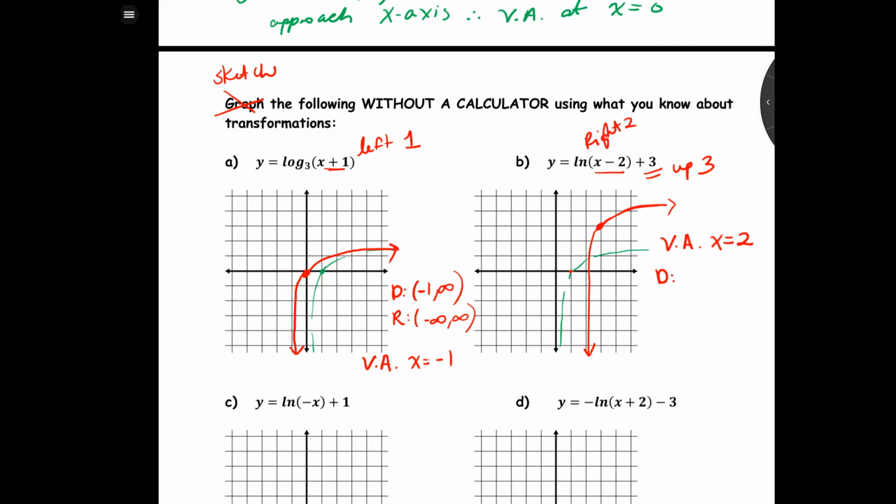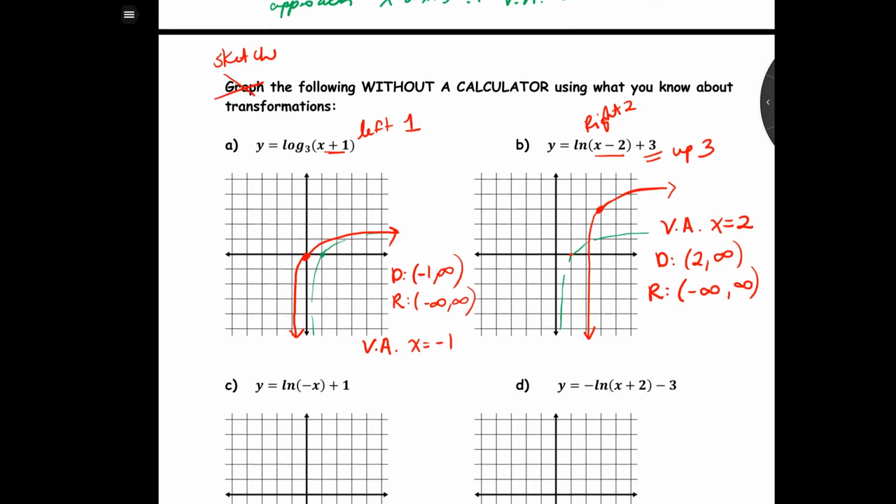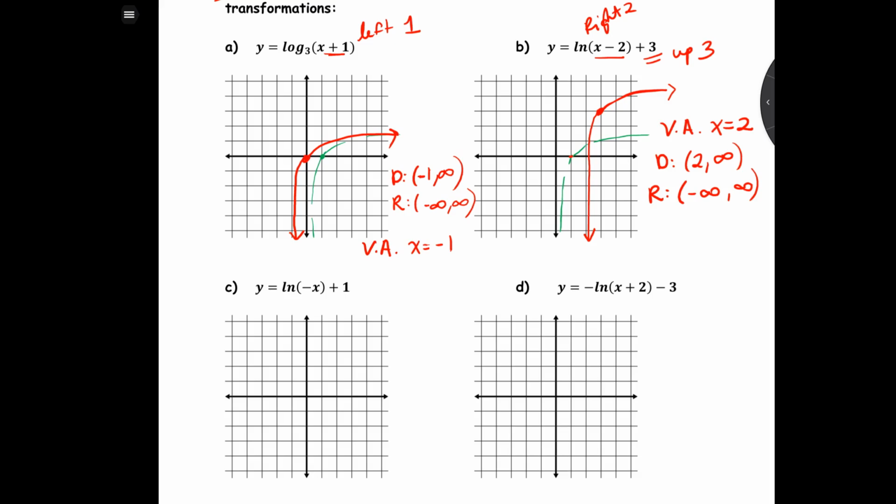What would the domain be? Yep, parentheses 2 to infinity. What would the range be? Good, -infinity to infinity. The range will always be that, just like in an exponential function, the domain was always -infinity to infinity. Unless you have it in the denominator of a rational function, but that'll probably come in pre-calculus.